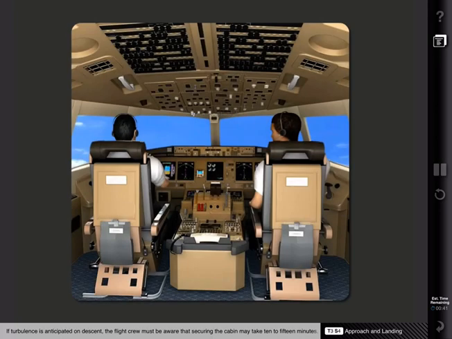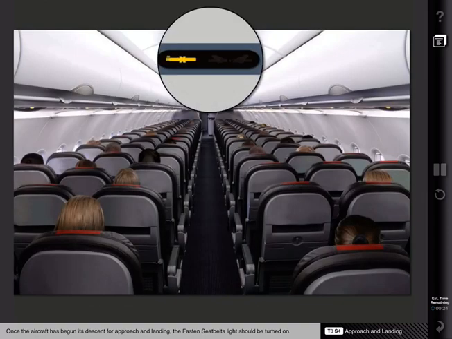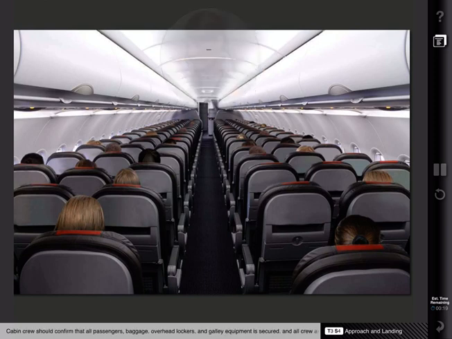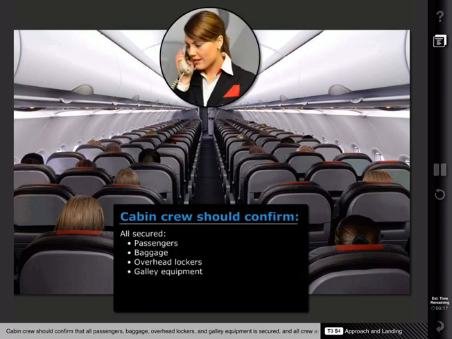If turbulence is anticipated on descent, the flight crew must be aware that securing the cabin may take 10 to 15 minutes, and should therefore inform the cabin crew well in advance. Once the aircraft has begun its descent for approach and landing, the fasten seatbelts lights should be turned on. Cabin crew should confirm that all passengers, baggage, overhead lockers, and galley equipment is secured, and all crew are at their assigned stations with seatbelts and harnesses fastened.